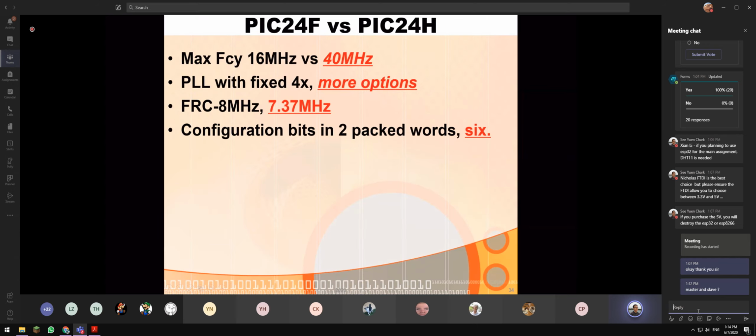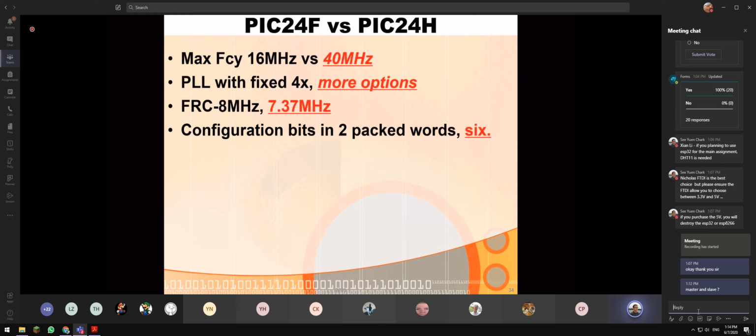Let's move on. Okay, so here are the differences between the PIC24E and F. The difference is 60 megahertz and 40 megahertz. So that is a major difference. Okay, whereas for the internal FRC, it's 8 megahertz and 7.37 megahertz only. So why do we choose PIC24F? Because it just has two configuration bits, Config 1 and Config 2, whereas for the PIC24E there are 6 configs.